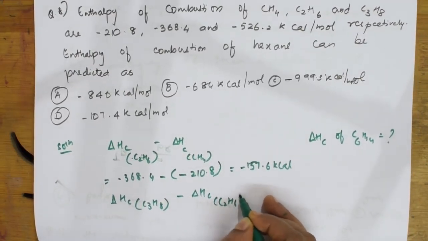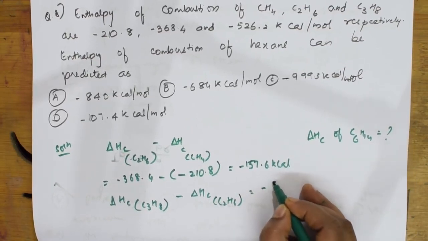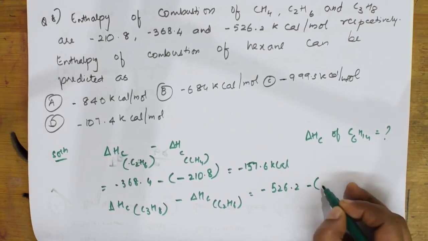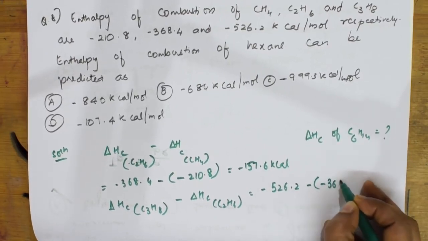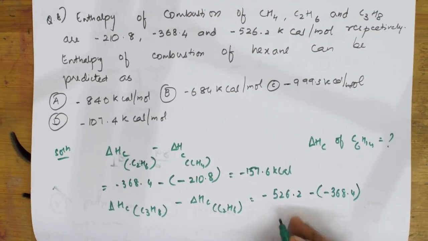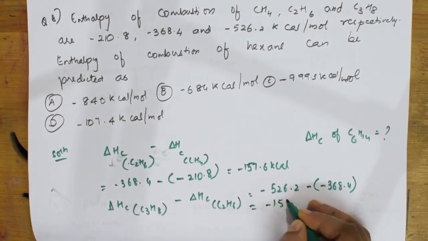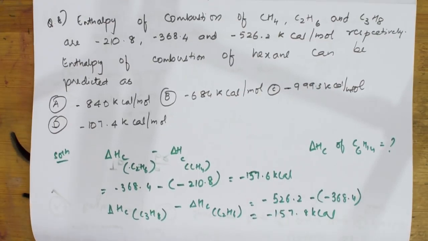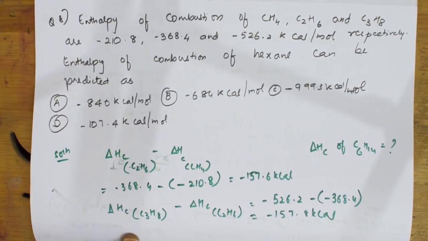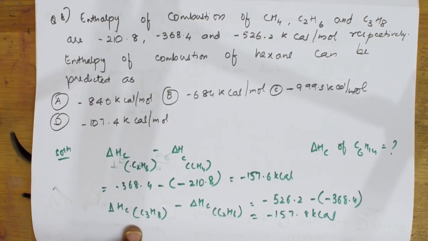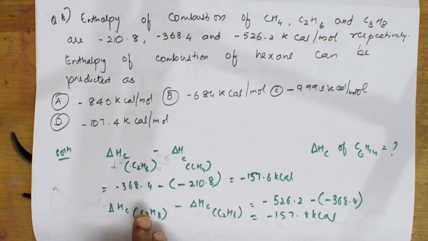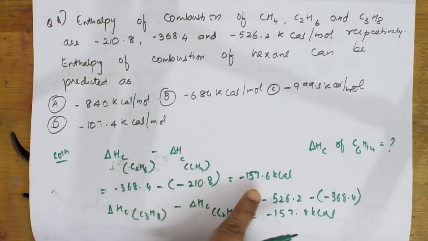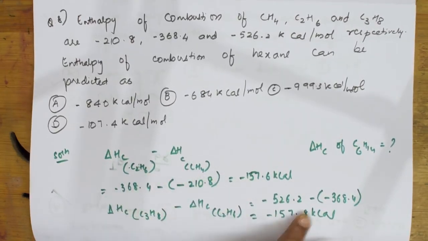See, because I have to get for hexane, isn't it? So minus 526.2 minus of minus 368.4. How much do I get? I get minus 157.8 kilocalories. Right. Now, why did I do this? Because now the average enthalpy of combustion of hexane I can take. Because together only, hexane is C6H14. Now you see here, from C2H6 I've got this value of subtracting. After taking this I've got this.